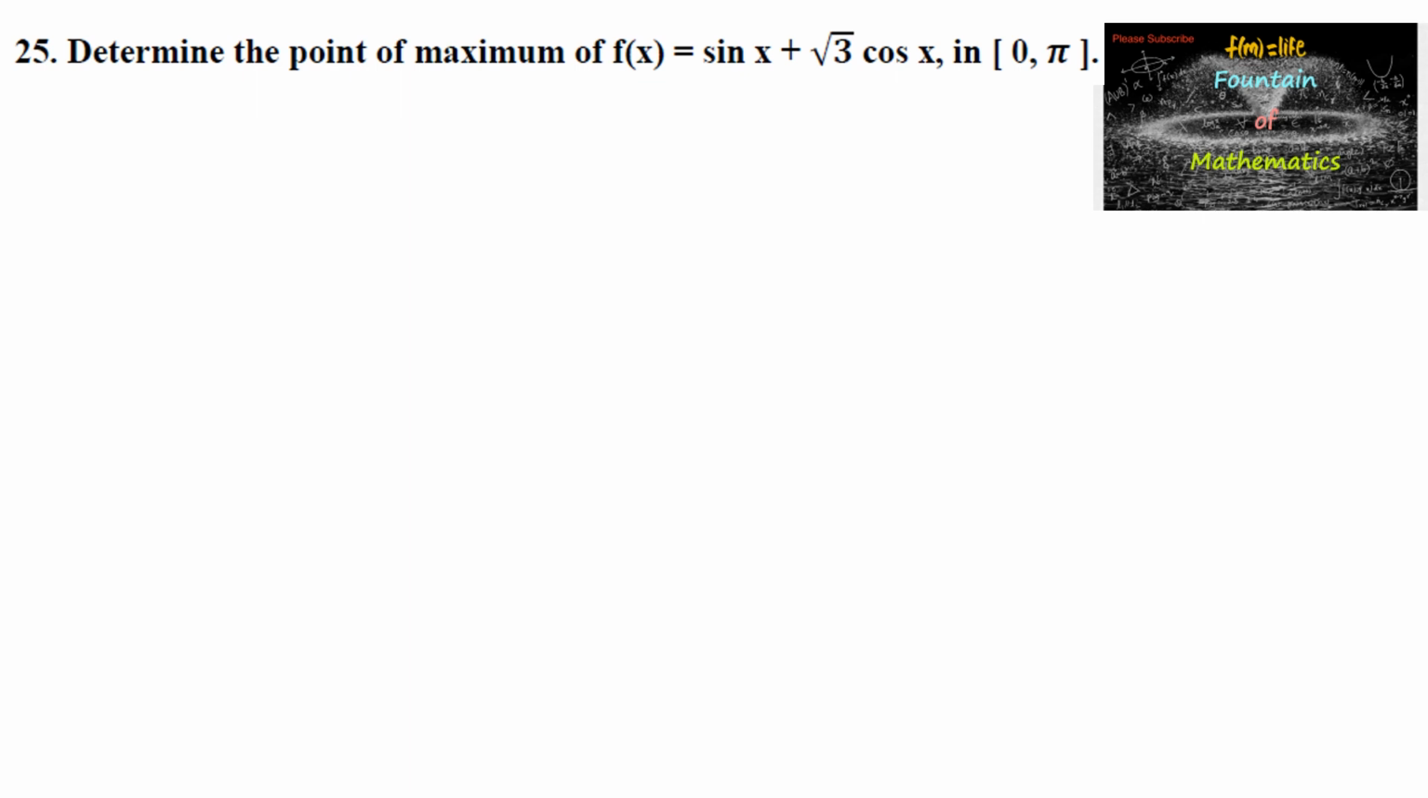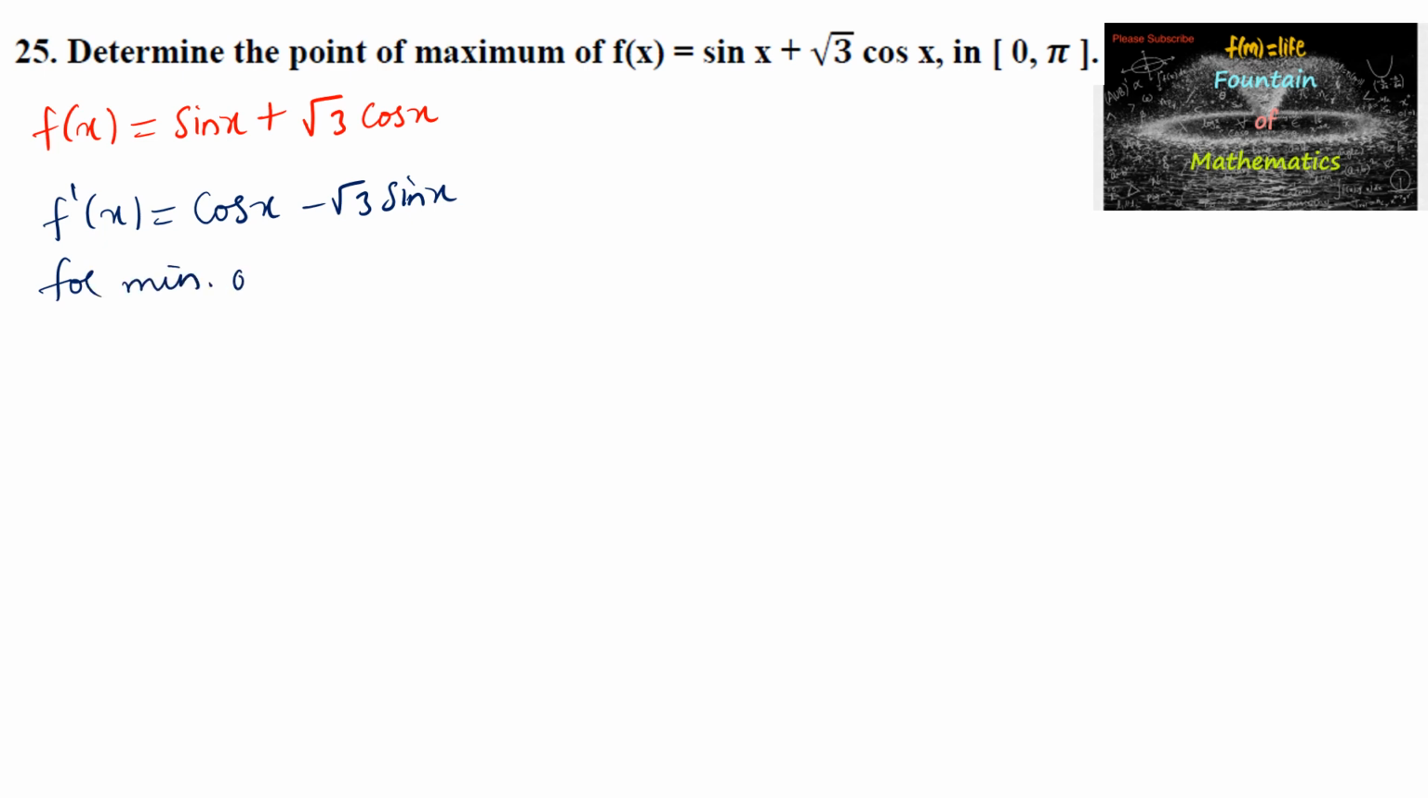Find the point of maximum of the function f of x is equal to sin x plus root 3 cos x in the interval 0 to pi. So to get the minimum or maximum value, we need to differentiate and equate to 0. So let's differentiate. F dash of x is equal to cos x minus root 3 sin x.